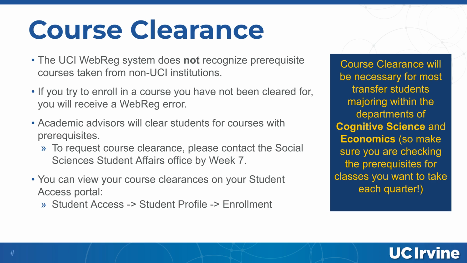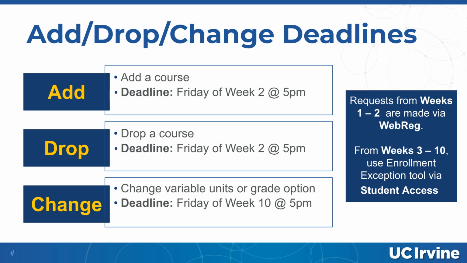There are also several critical add, drop, and grade option deadlines that you should be aware of each quarter. The deadline to add or drop a course is Friday of week 2 at 5 p.m., which is why it is important to finalize your course schedule by the beginning of week 2. You will have additional time to determine your preferred grade option, as the deadline to change grade options is Friday of week 10 at 5 p.m.